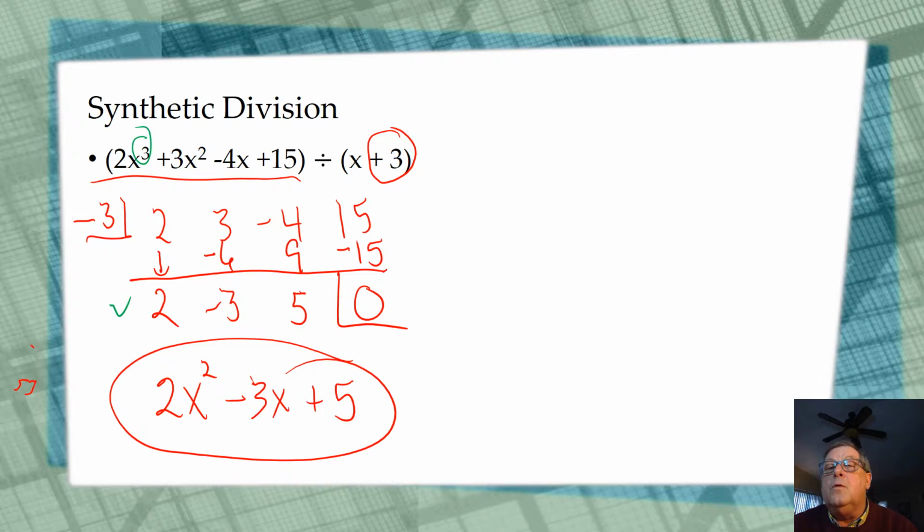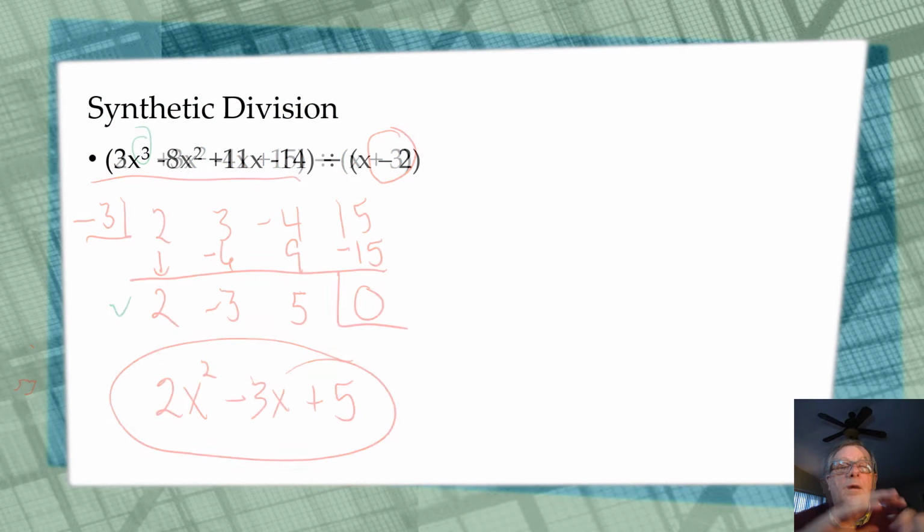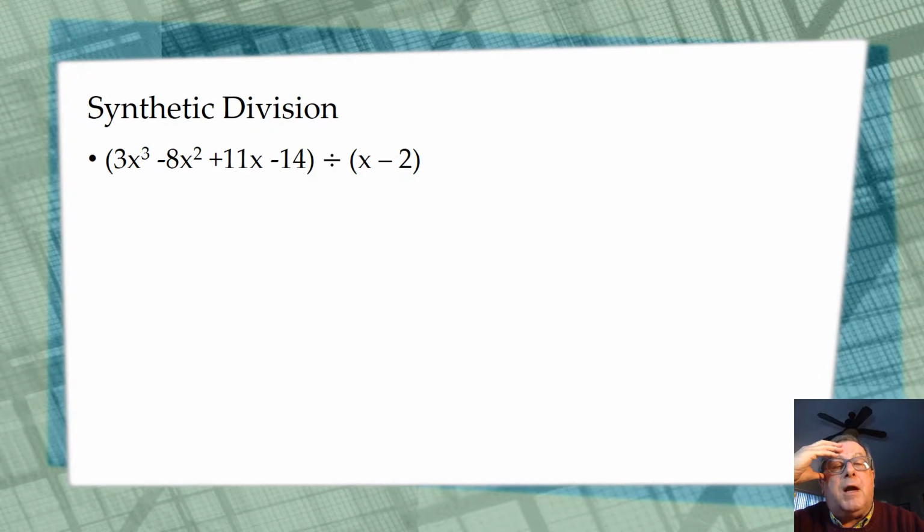Shall we do one more? We will. All right, here we got 3x cubed minus 8x squared plus 11x minus 14 divided by x minus 2. And the first thing I want to do really, as I begin to set this up, and I'm going to draw my box, I'm going to change the sign of that negative 2 to positive 2. And I want to make sure that all of my exponentials are accounted for in descending order. So here I have cubed, squared, x to the first, then my constant. That all looks good. You'll know why that's important here in the next problem we're going to work.